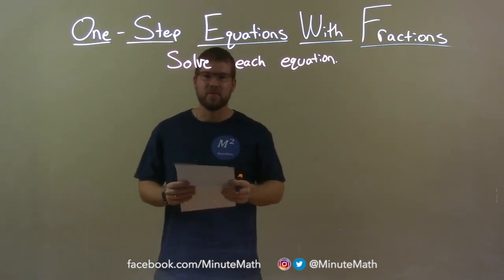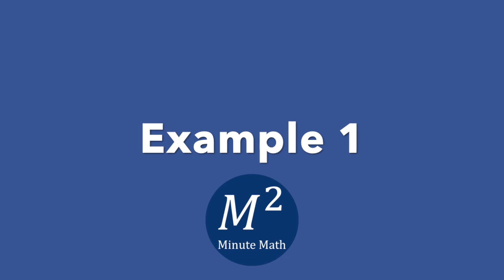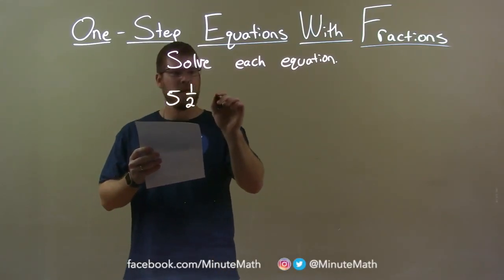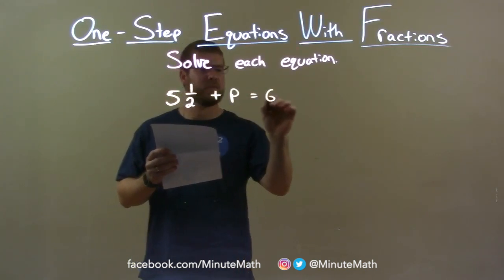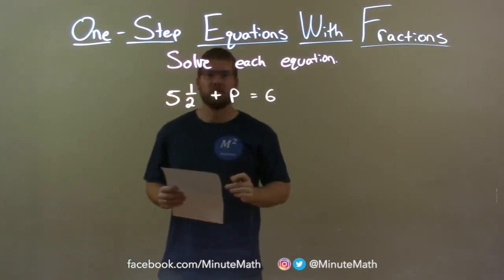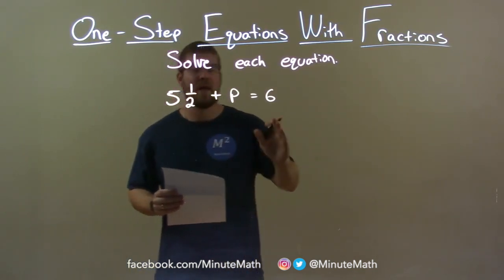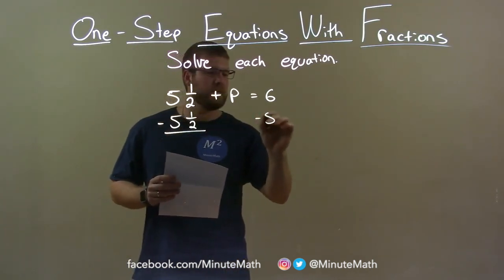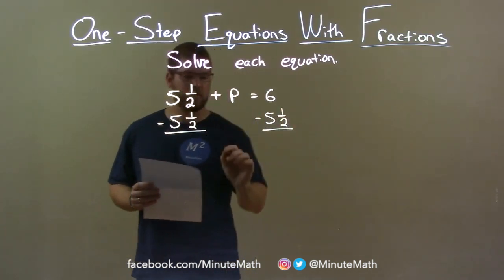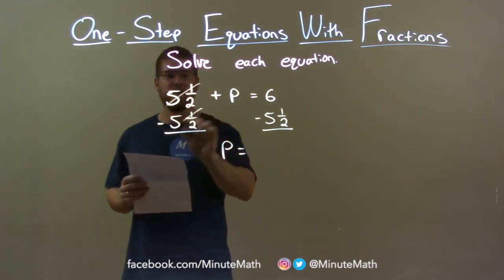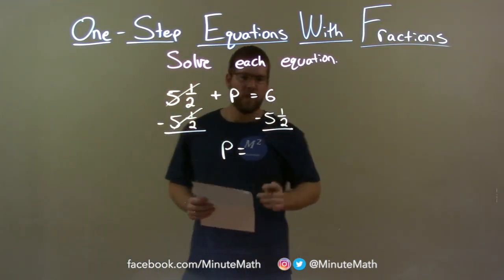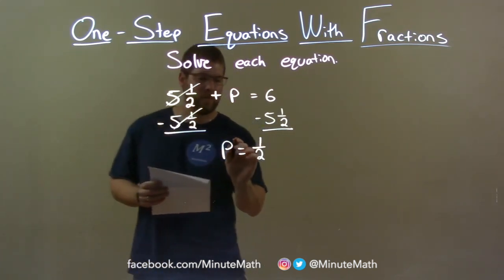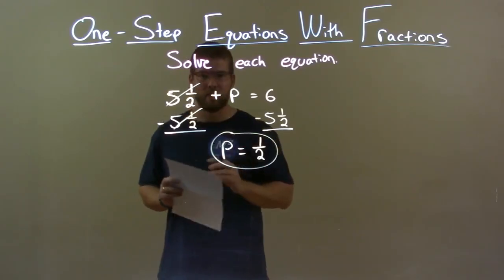If I was given this equation, 5 1/2 plus p equals 6. To get p by itself, what we want to do is subtract 5 1/2 from both sides. So we subtract 5 1/2 from both sides, and this leaves us p by itself on the left, because this 5 1/2 cancels out there. On the right, 6 minus 5 1/2 is just 1/2. And so our final answer here is just p equals 1/2.